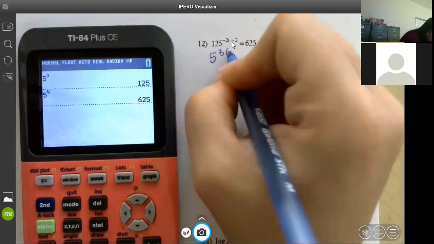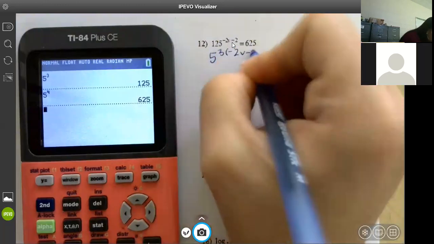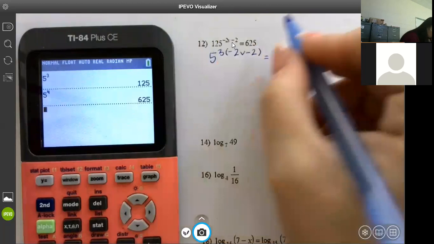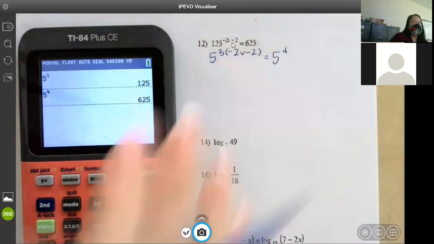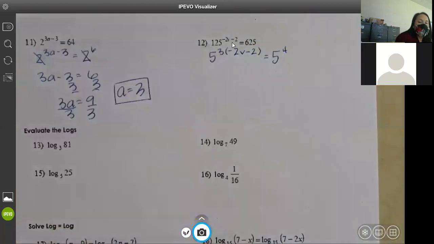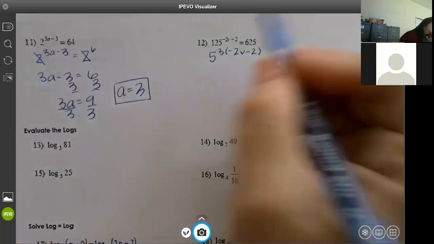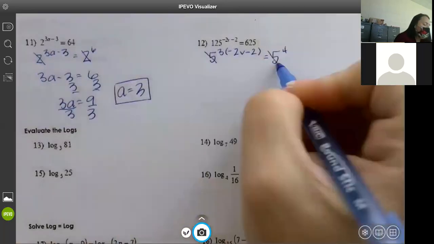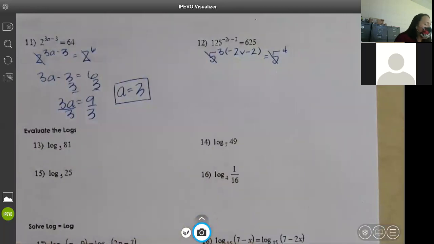This looks like negative 2b minus 2. And 625 is 5 to the fourth. There was no power up there. When it's the same base, we can mark it out. And then solve the equation that you see.